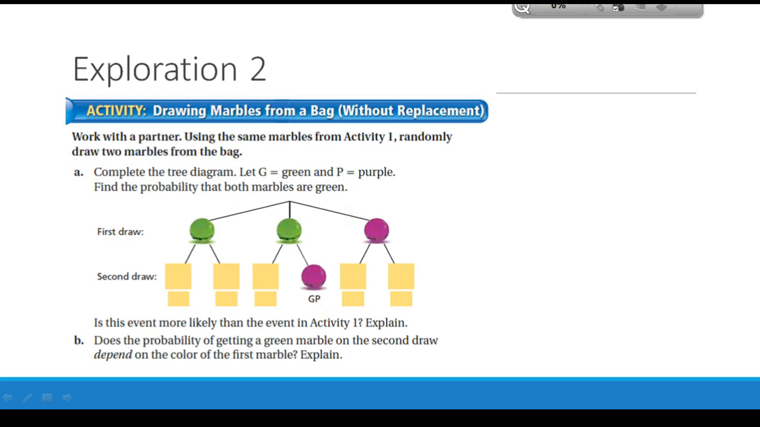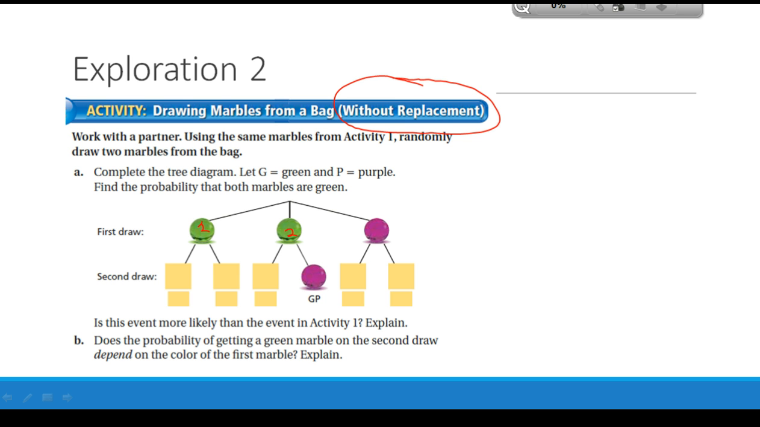Okay. Alright. So in activity 2, this time it doesn't make it clear, but this time we're not replacing the marble. So this time it says right here, without replacement. That's the only place it says. So we're going to draw the marble out, and once we draw it, it's going to stay out. So this is still green 1 and green 2, and then the purple marble. Okay, so here, this is where it changes.